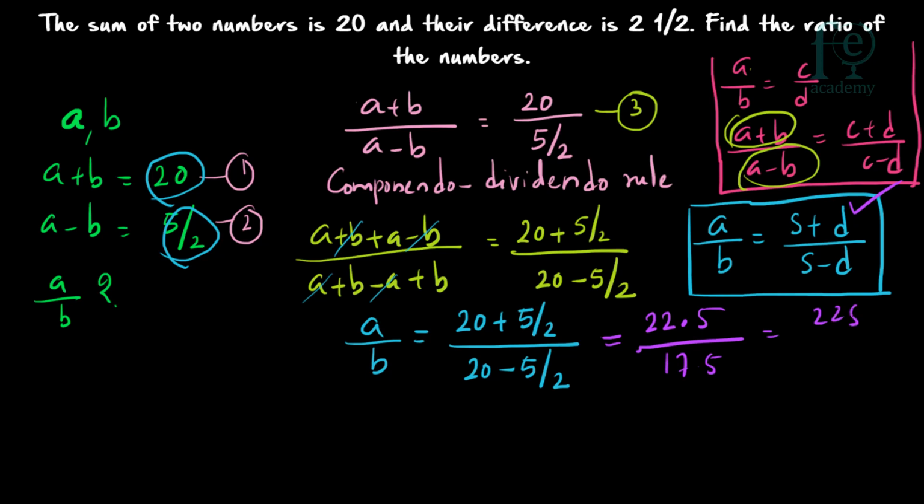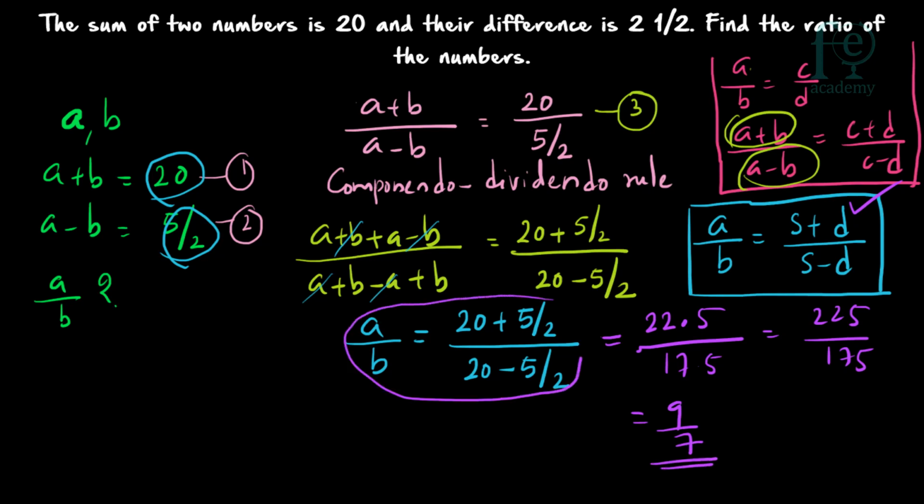So 22.5 divided by 17.5 will be equal to 9 by 7. So by using this formula directly, you can find out the answer within seconds. When the sum of two numbers and the difference of two numbers are given, the ratio of the numbers is equal to sum plus difference divided by sum minus difference.